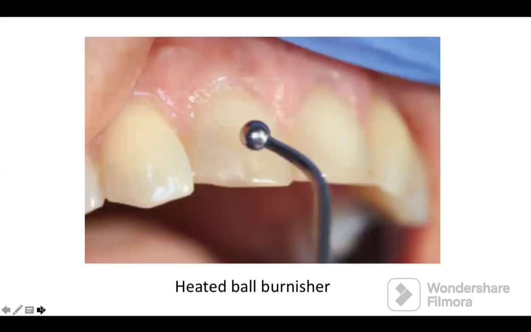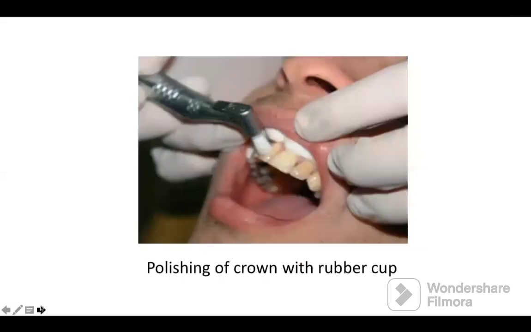The next method is a heated ball burnisher. The ball burnisher is heated in a flame till it becomes red hot. However, the heated ball burnisher is not placed in contact with the tooth surface. Rather, it is held very close to the tooth to elicit a response. Another method of conducting a heat test is dry polishing of the crown with the rubber cup.